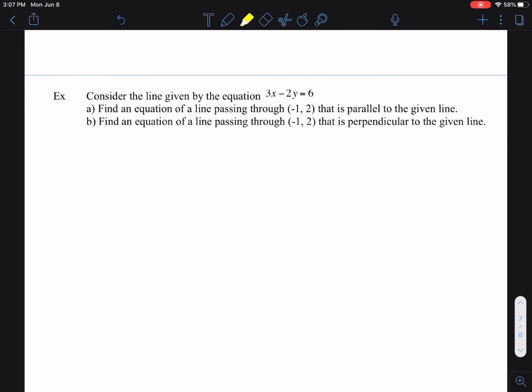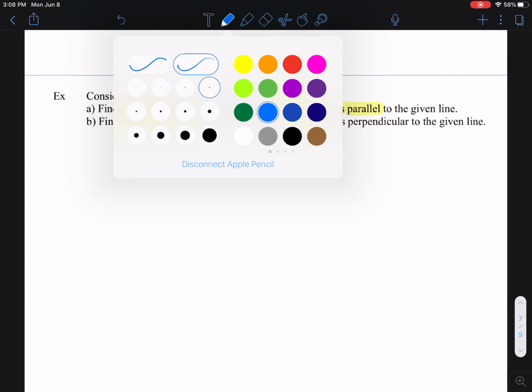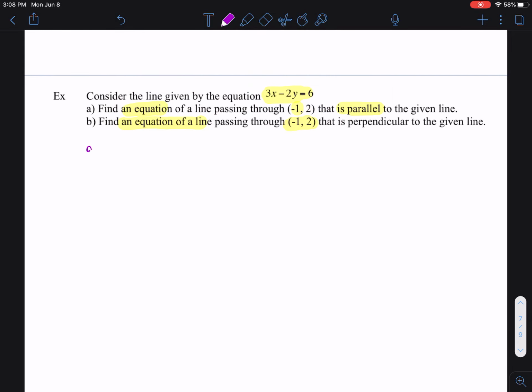This one says that, given an equation, this equation could look any way. If we graph it, it's going to look some sort of way. We want to find an equation of a line that passes through this point and is also parallel to this given line. That's part A. For part B, we want to find the equation of the line that passes through the same point but is perpendicular to the given line. So let me sketch this given line real quick here.